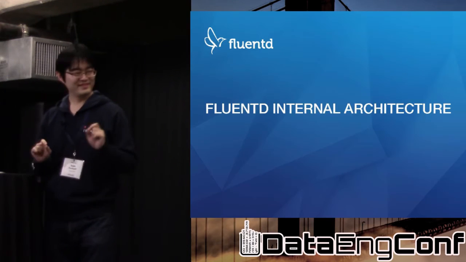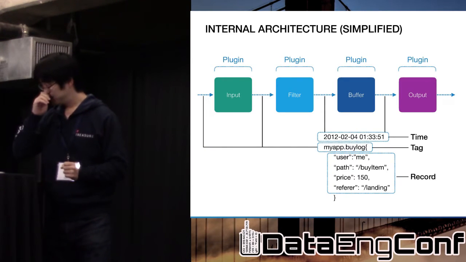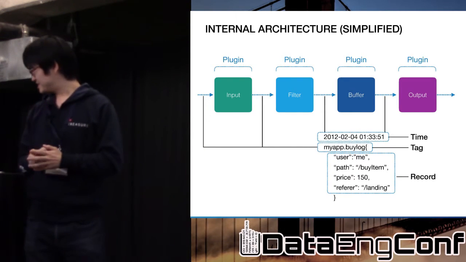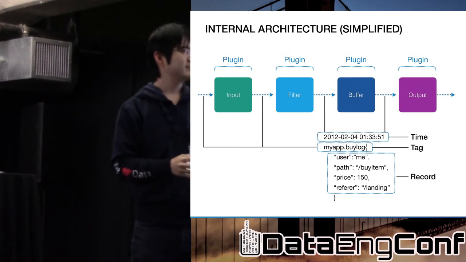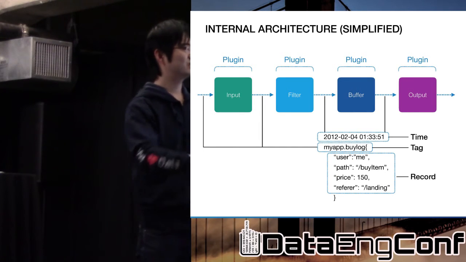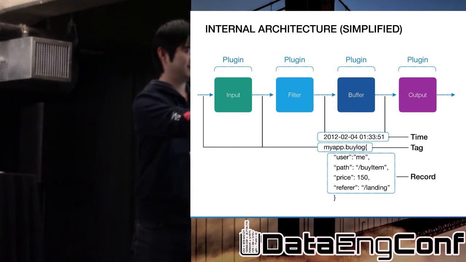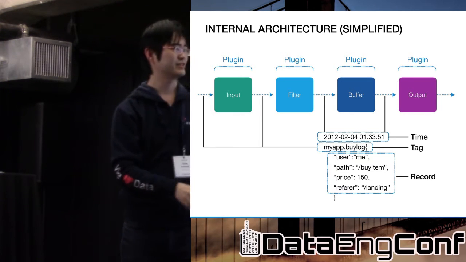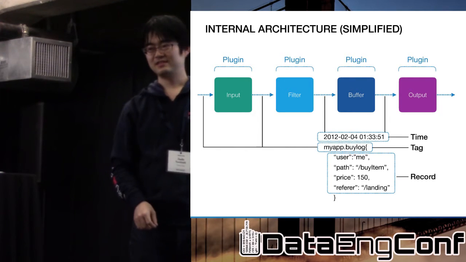So let's go into the Fluentd internal architecture. Fluentd is a plugin-based architecture. This is a bit simplified architecture diagram because there are some more plugins around it, like the parser plugin and format plugin. But this is a basic architecture. So there are input plugins, filter plugins, buffer plugins, and output plugins.